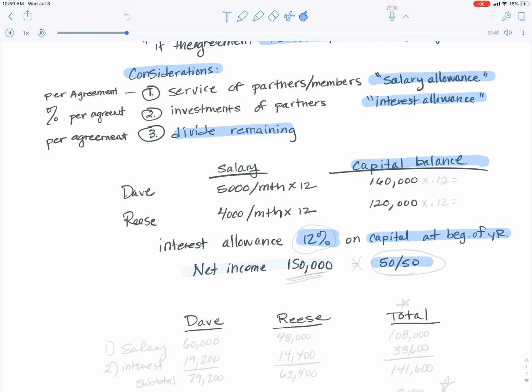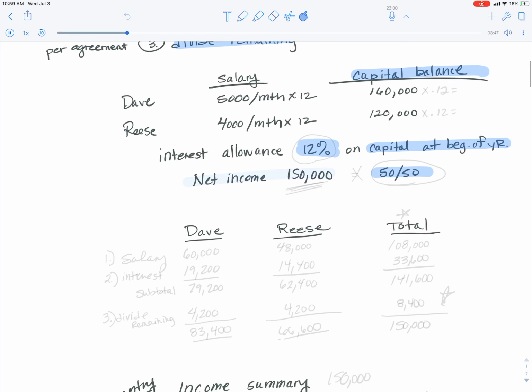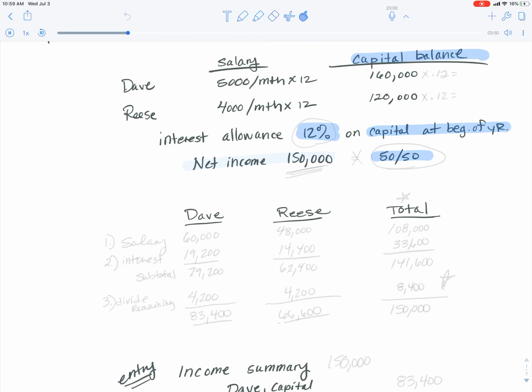So what we do is all throughout the year, we have this partnership that's making money. At the end of the year, we see that we have net income, minus all our expenses, of $150,000. That's money that Dave and Reese get to split. So we have to figure out how they split it. It's not an equal 50-50 because we've got some other allowances to consider first.